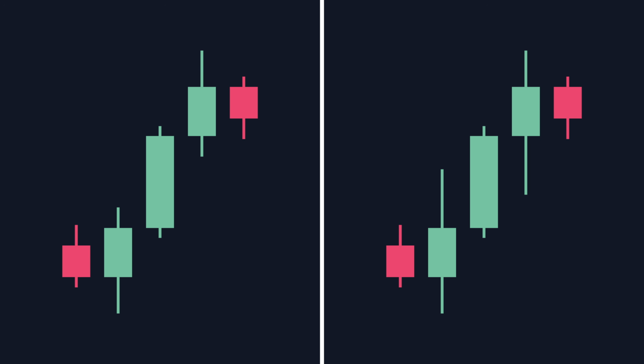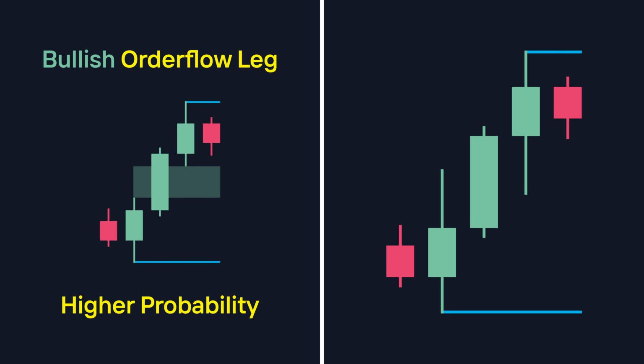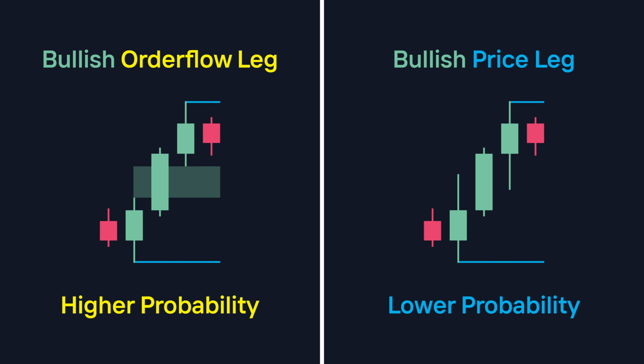So to show how this works, here we have two bullish price legs, with both containing a swing high and a swing low. But whilst they may look similar, the key difference between these two price legs is that within the leg on the left side sits a bullish fair value gap, whilst the leg on the right doesn't. And the presence of this FVG is what differentiates these two legs when it comes to how we determine their bullish strength, with the left leg being a higher probability bullish order flow leg, whilst the leg on the right is just a lower probability bullish price leg.